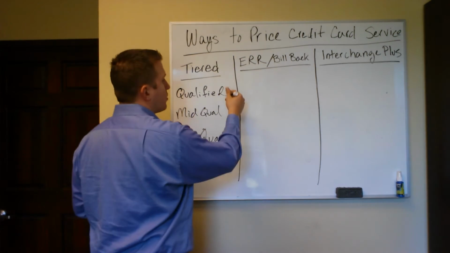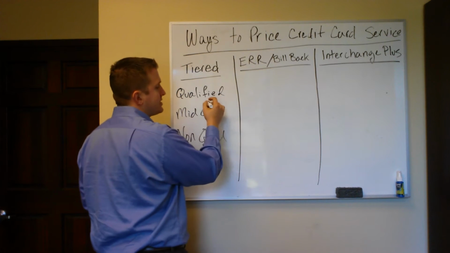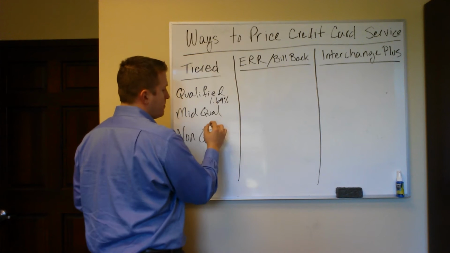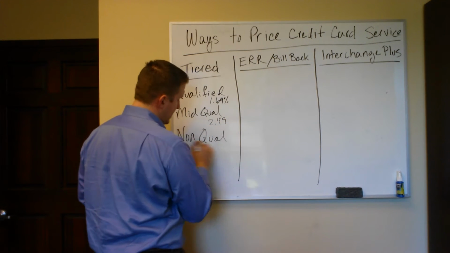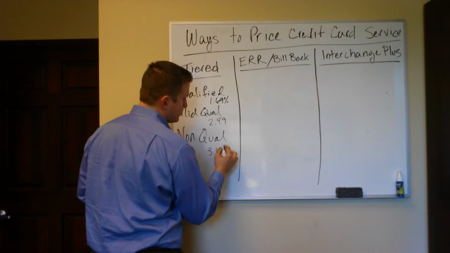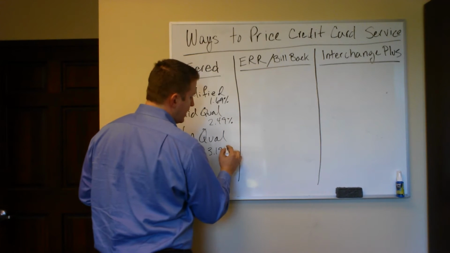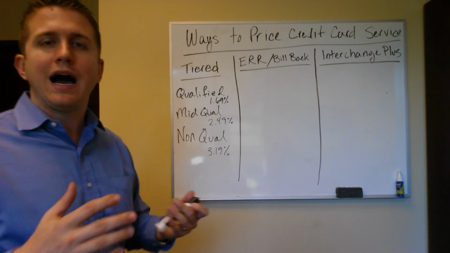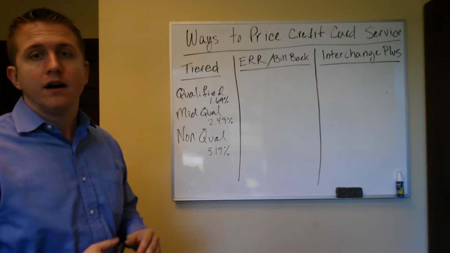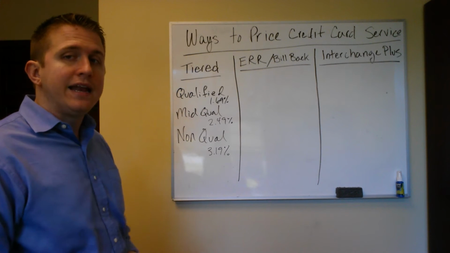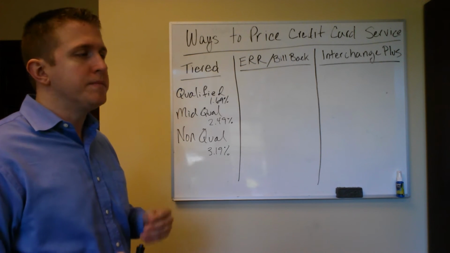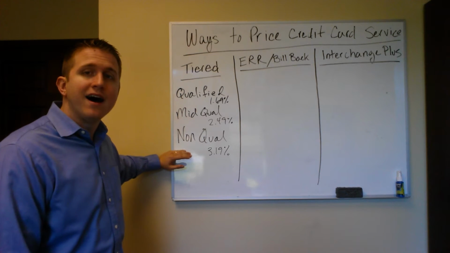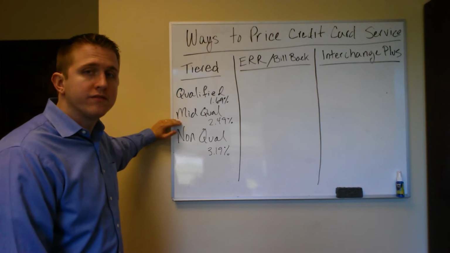Now let's just say, for example, on qualified, a similar one would be like 1.69%, and then you'll see a lot of mid-qual come out at like 2.49%, and let's say a non-qual at 3.19%. These are just examples of rates, but it gives you a rough understanding of what some common tiered rates would be from qualified, mid-qualified, and non-qualified when you're accepting those cards. You'll hear people talk about rewards cards costing more, this and that. That's because they fall into that non-qualified or that mid-qualified range.